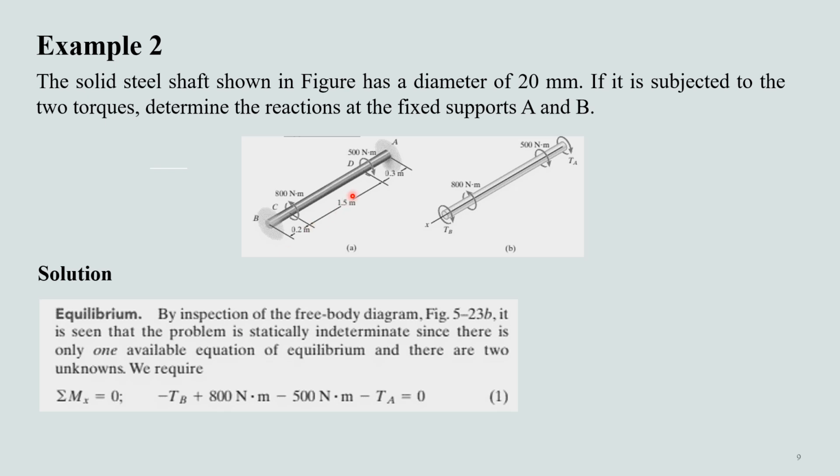Second example, in this we have a solid shaft that has a diameter of 20 millimeter. It is subjected to two torques, one of 800 Newton meter and the other of 500 Newton meter. We have to determine the reactions at the fixed supports A and B. If we draw the free body diagram, we'll come to know that this problem is statically indeterminate, since there is only one available equation of equilibrium and there are two unknowns. Thus we require that minus TB plus 800 minus 500 minus TA should be equal to 0.